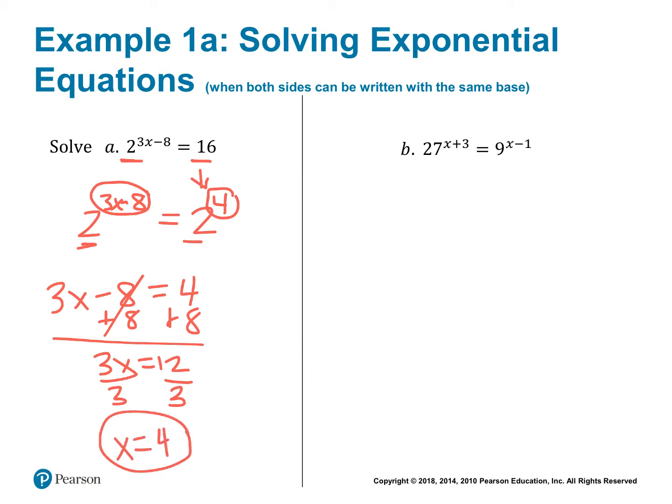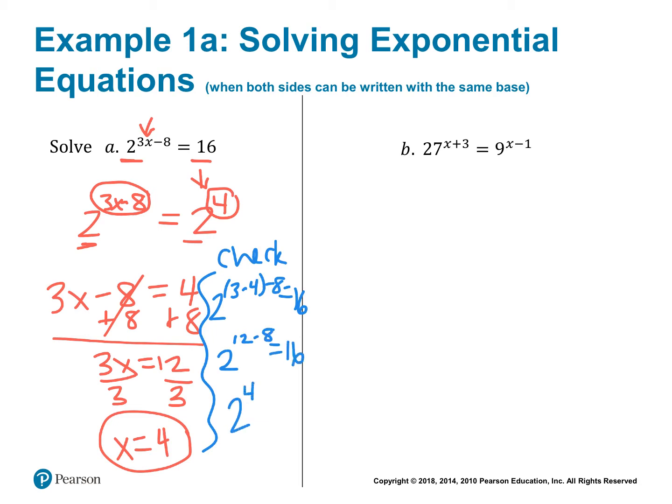So if you want to see if you did this right, you could plug it back in for the x. I'll check it right here. I'm saying 2 to the 3 times 4 minus 8 should equal 16. So if I do 3 times 4, that's 12 minus 8. So that's 2 to the 4th equals 16. So that checks out.